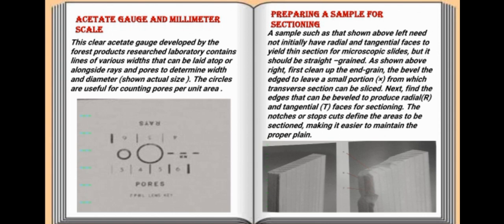This next is preparing a sample for sectioning. A sample such as that shown above left need not initially have radial and tangential faces to yield thin sections for microscope slides, but it should be straight-grained as shown above right. First clean up the end grain, and then bevel the edges to leave a small portion, or X, from which a transverse section can be sliced.